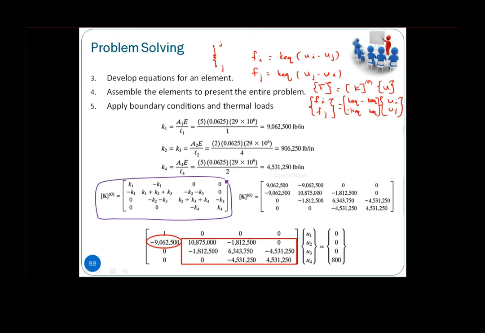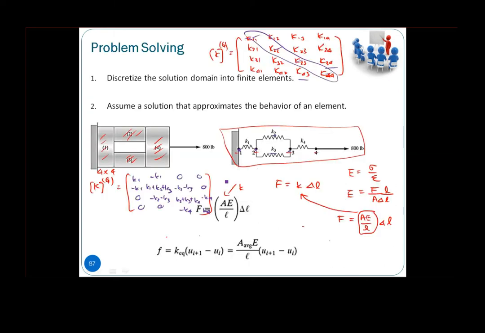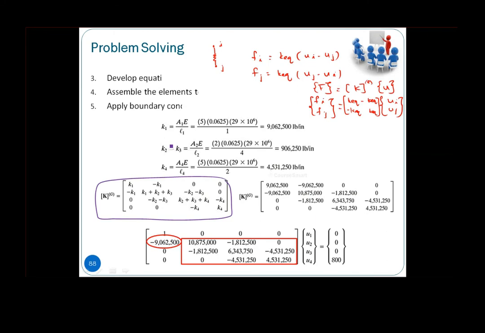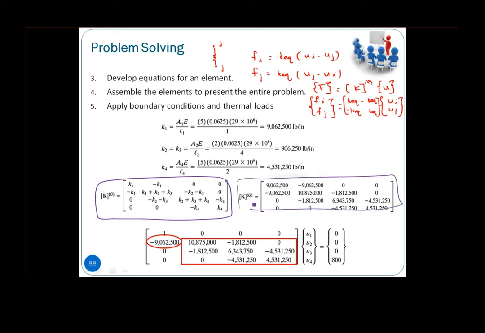So once we have this, then probably we can compute all the values out. We know that K is AE over L, so A for the area of the first element is different from the second and third elements. The second and third elements have the same area, length and material. So K2 and K3 are the same, but K1 and K4 are different. So you have K1, K2, and K4, then substitute everything in, then you build that particular global stiffness matrix. Right, then next is assemble.